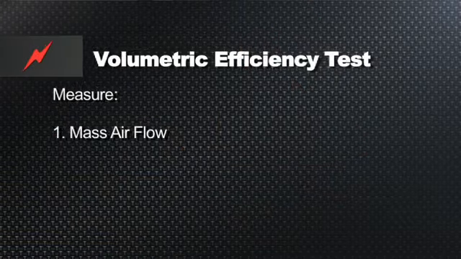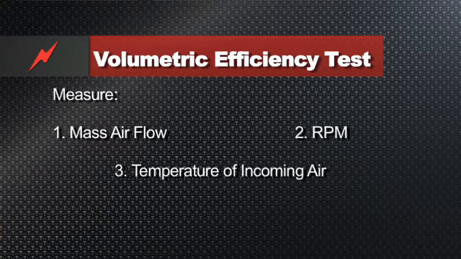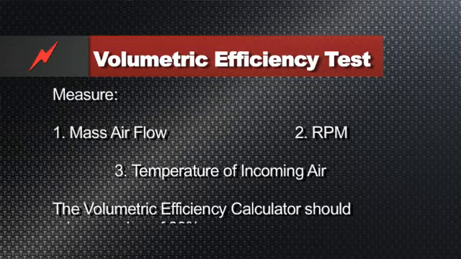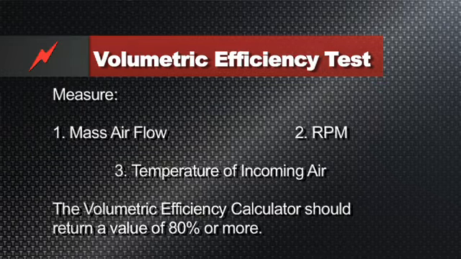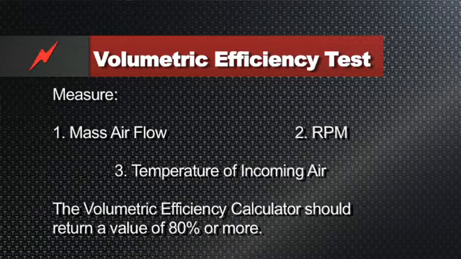The other thing we want to do to confirm a breathing problem is a volumetric efficiency test. In a volumetric efficiency test, we're going to look at mass airflow, RPM, and incoming air temperature on the scan tool. We're going to plug that into a volumetric efficiency calculator, and we're hoping that our VE number is greater than 80%. Well, I just said we're going to look at mass airflow in grams of air per second.